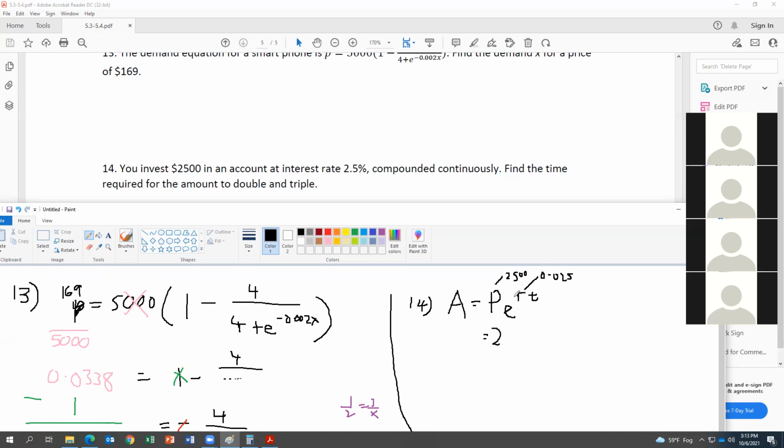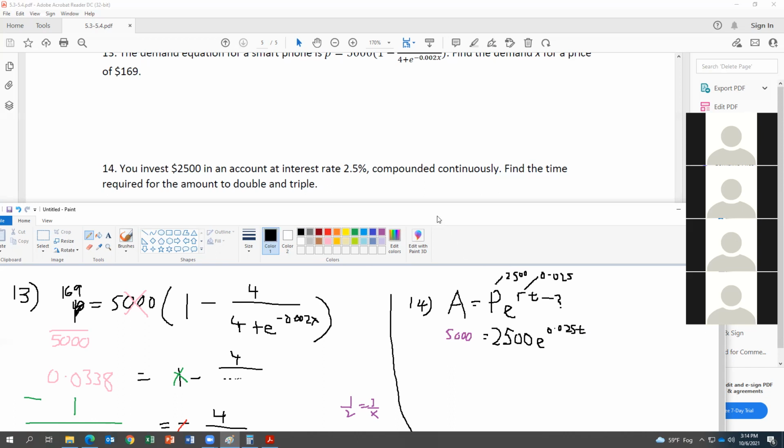But the question has 2 missing variables, A and T. The question wants us to find T, right? But the question says the amount is double. So can someone tell me, if you put 2,500, what is the double of the amount? 5,000. Okay. So usually they don't give you that because you have to figure out that by multiplying by 2.